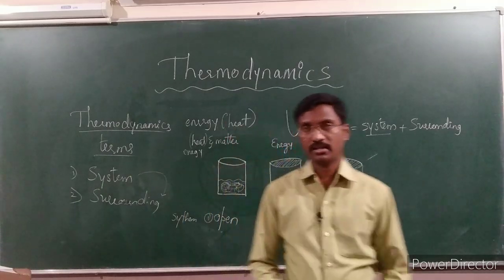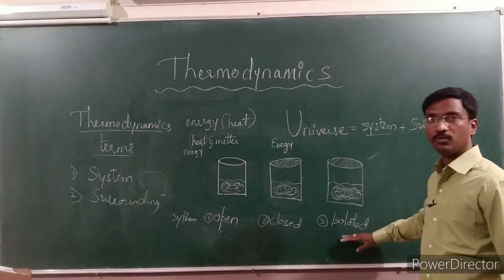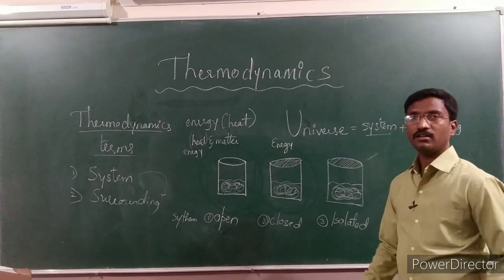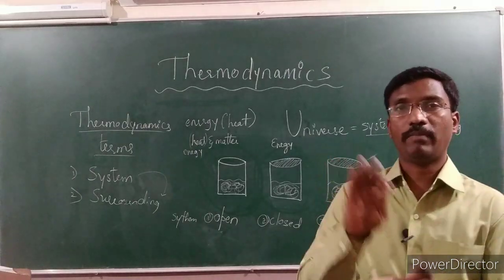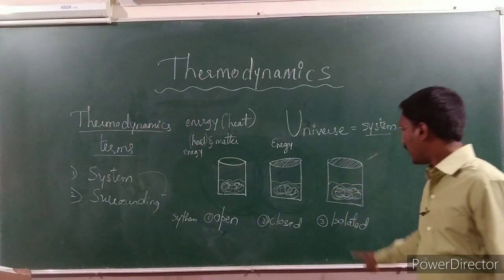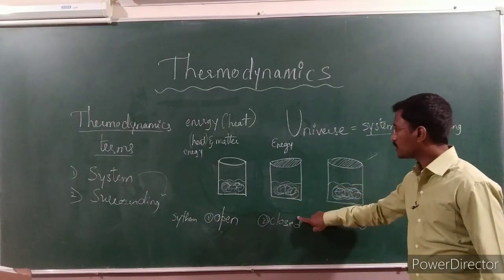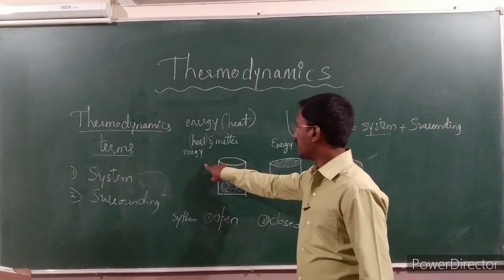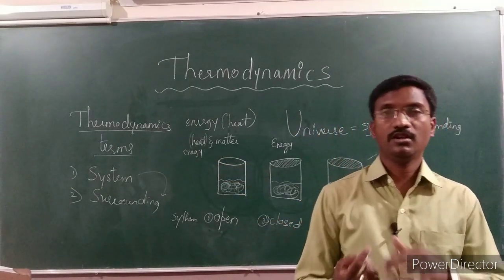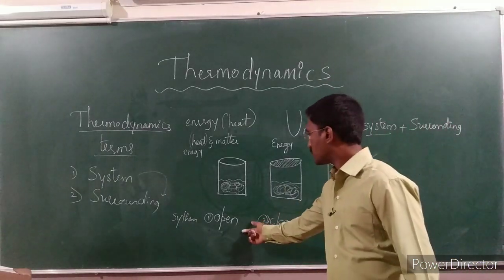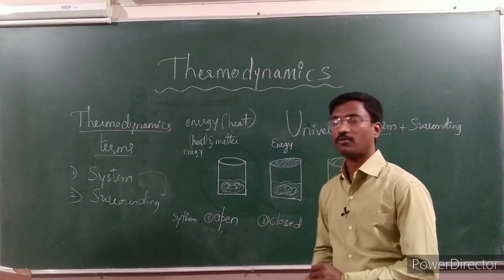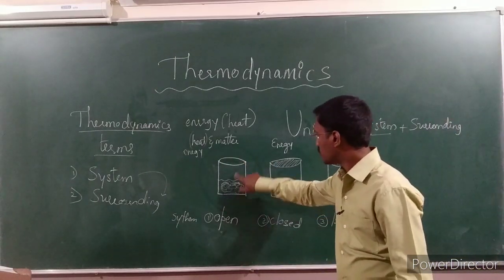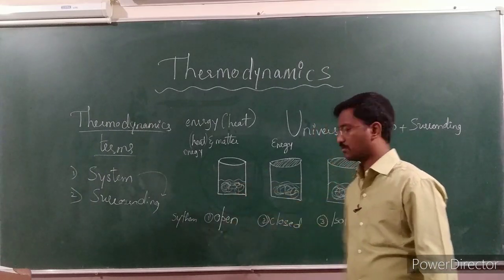So once again I would like to repeat here. An isolated system is a system in which there is no transfer of either energy or matter. Whereas in a closed system only energy transfers but not matter. In an open system, both energy and matter undergo transformation. Open system is a system which undergoes transfer of energy and matter from system to the surrounding, or from surrounding to the system.